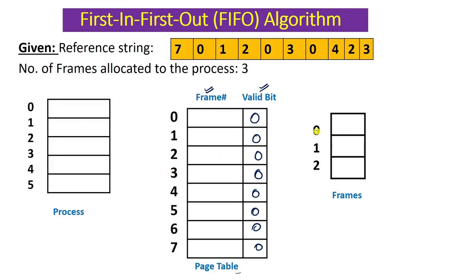You need not apply linear search to find whether a particular page from this reference string is present inside any of the frames or not. You can just go to this mapping table. Let's say you want to search for 1 and check whether 1 is present inside any of the frames. You just go to 1, and the valid bit is actually 0. That means it is invalid. So whenever this is 0, it means the particular page is not present inside any of the frames.